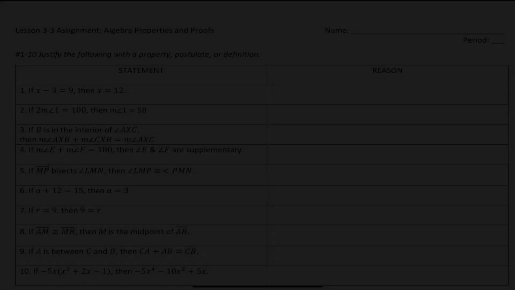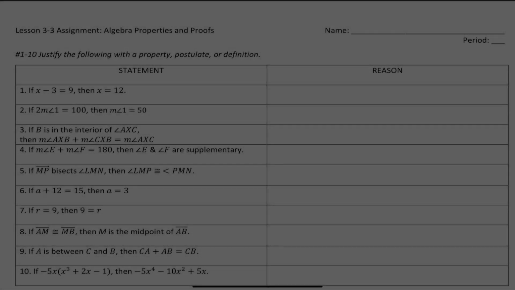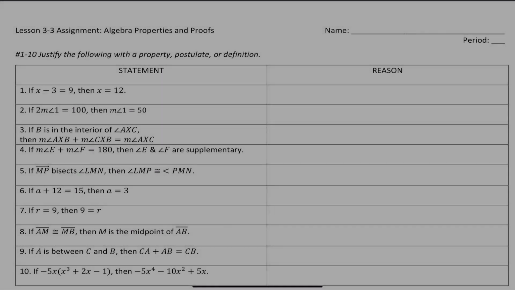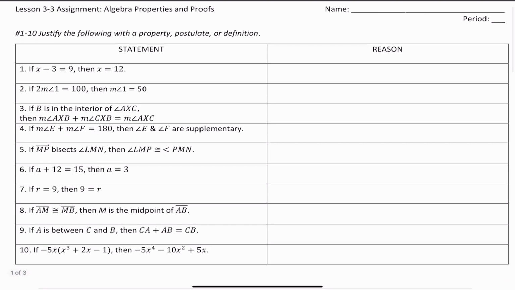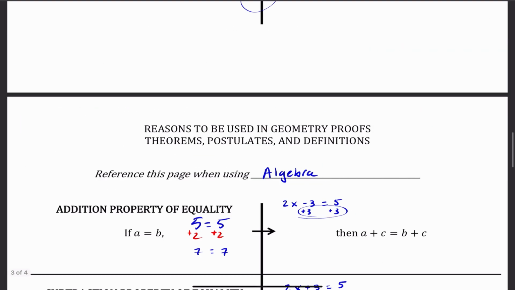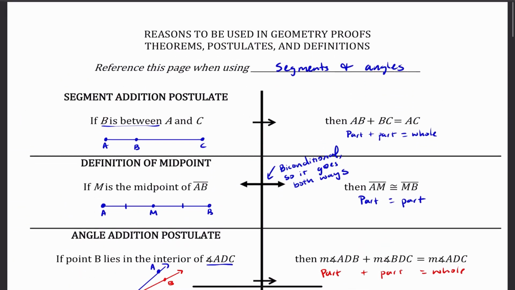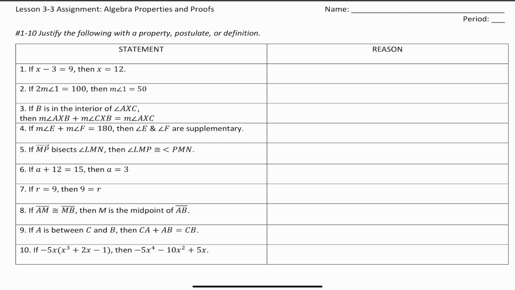Okay, so I'm going to go ahead and take a look at the 3-3 assignment, Algebra Properties and Proofs. Number 1 to 10 says justify the following with a property, postulate, or definition. So here are the statements, and then here are the reasons. I highly encourage you to look at your pink sheets, if you still have them, to answer all these questions here. But I can go over a few examples.